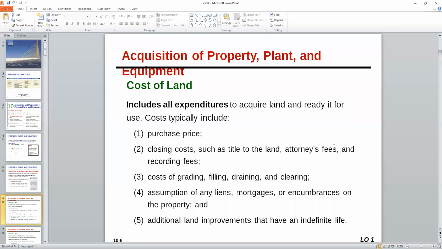Let's talk about the cost of land, what's included. It's not just the purchase price of the land; we can include these other items as well: closing costs, cost of fixing up the land, any liabilities we assume, and any additional land improvements that have an indefinite life. Sometimes there's some infrastructure work that goes along with land, maybe related to water or some environmental issues or some other issue. But in any case, all of these can be put in the land account. And the land account, unlike the other property, plant, and equipment accounts, is not depreciated.